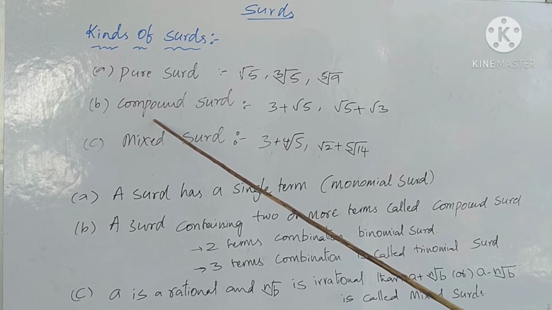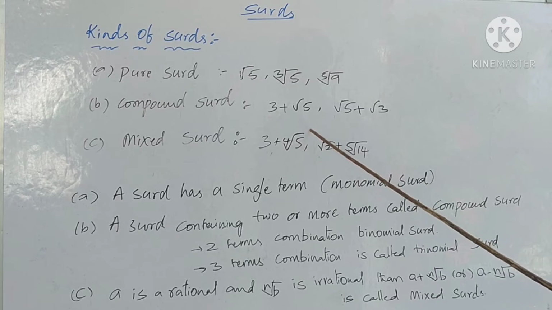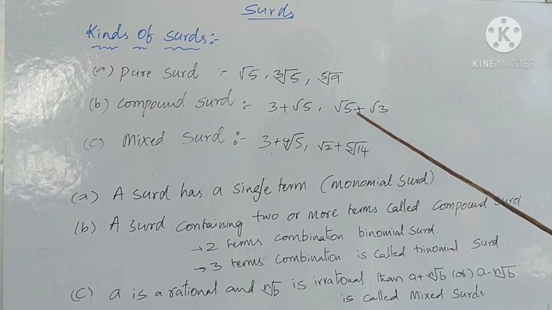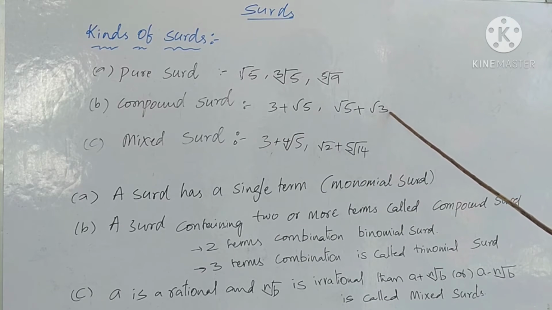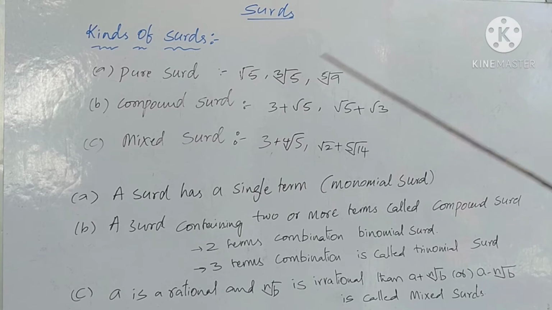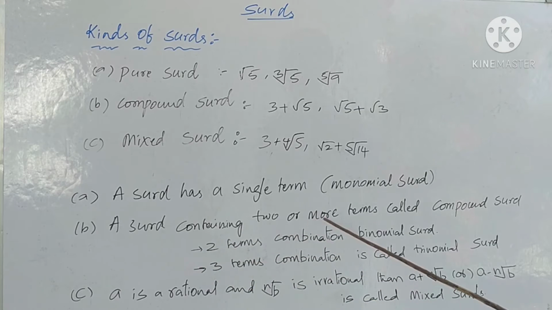Next one, compound surd. Examples: 3 plus root 5, root 5 plus root 3. So a surd containing 2 or more terms is called a compound surd. A 2 terms combination is called a binomial surd. A 3 terms combination is called a trinomial surd.